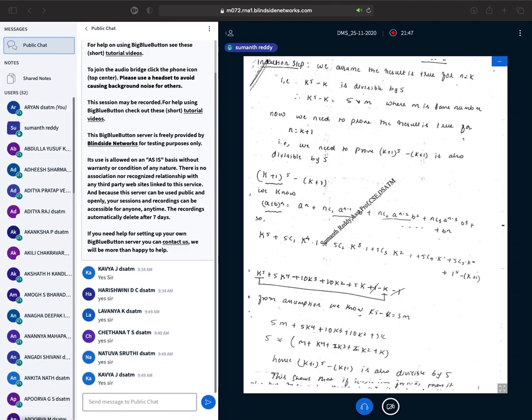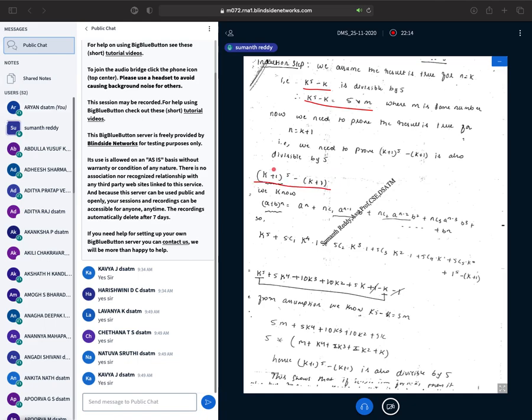Next, same story as with the previous problem. I will assume that k to the power of 5 minus k is divisible by 5. If it is divisible by 5, then 5 into some number should give k to the power of 5 minus k. So 5 into m will give k to the power of 5 minus k. After that, what is the next thing I have to prove? I have to prove that (k+1) whole to the power of 5 minus (k+1) is also divisible by 5.